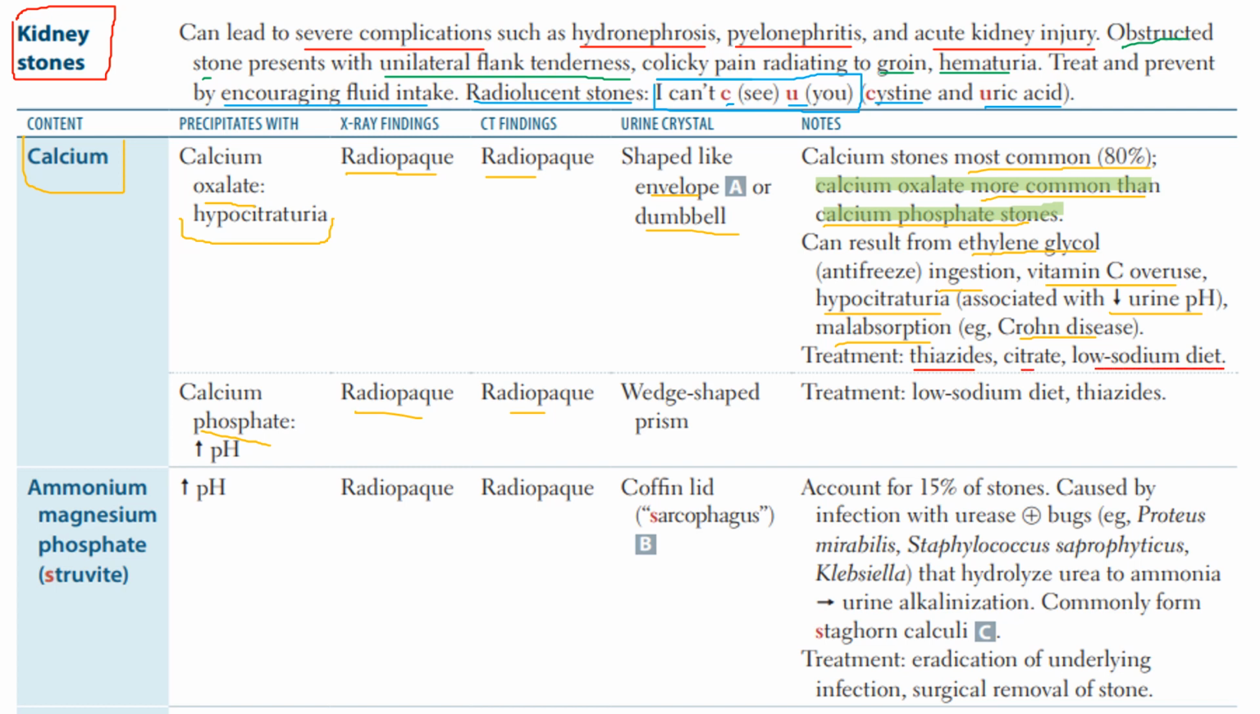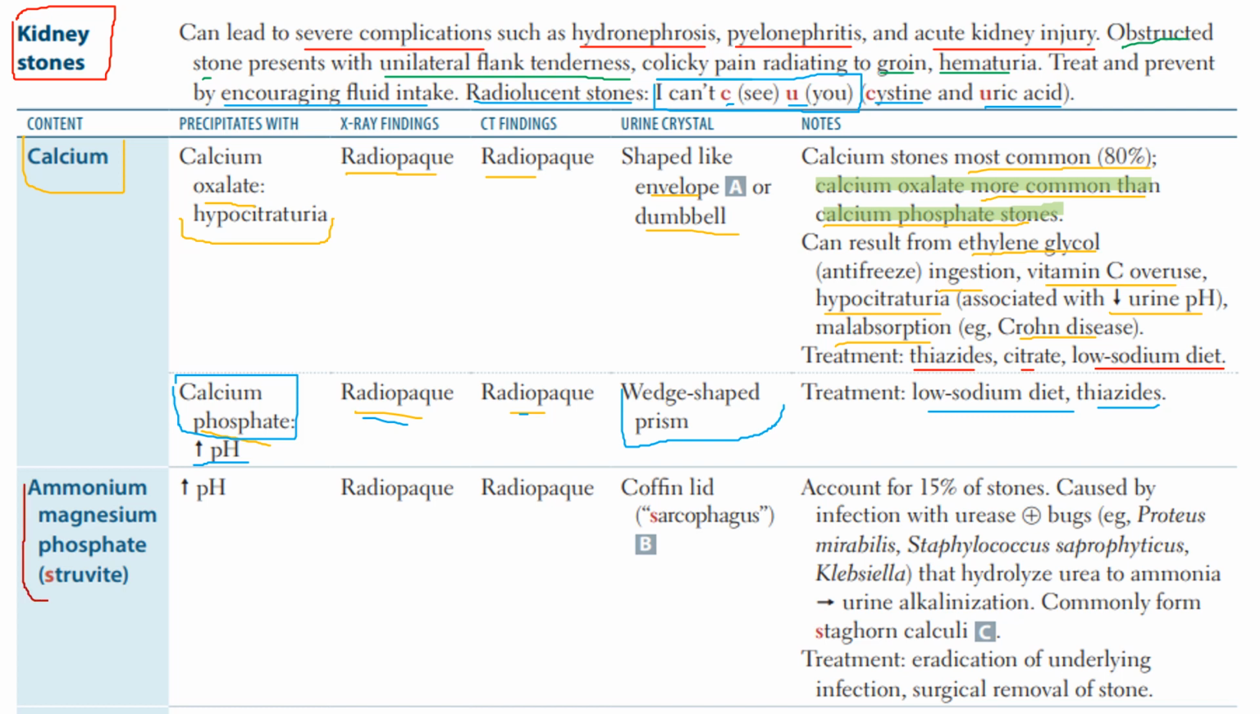Now we'll talk about the calcium phosphate stones. In patients who have calcium phosphate stones, there is an increase in urine pH. Both X-ray and CT findings are radiopaque, and the shape of the stones is a wedge-shaped prism. Treatment: low sodium diet, thiazide.